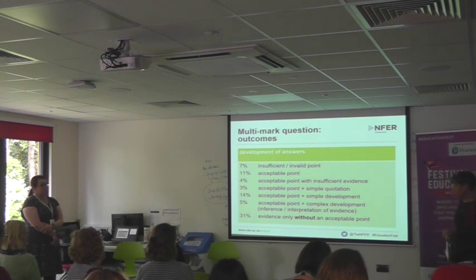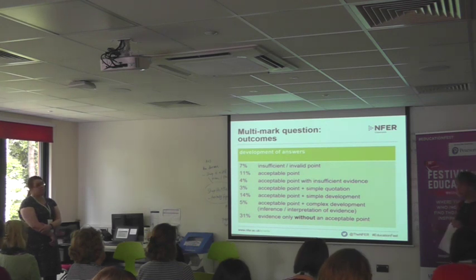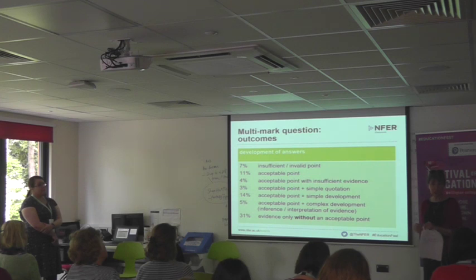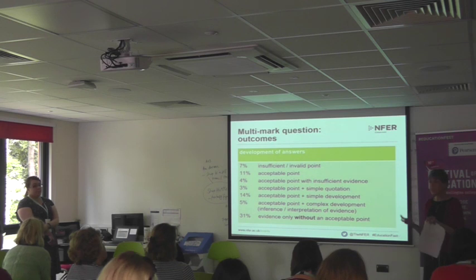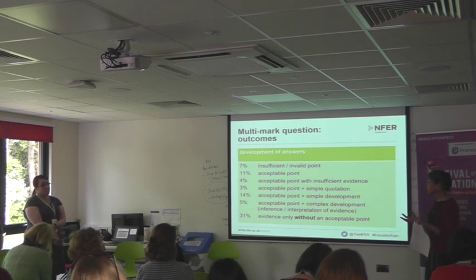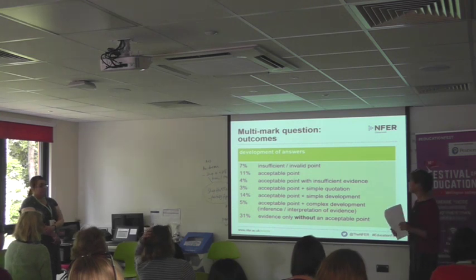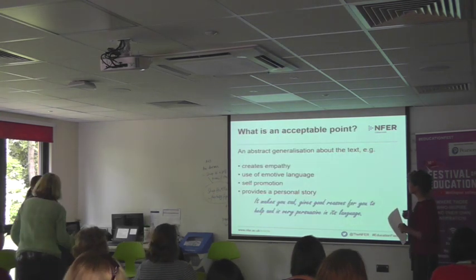What really surprised us the most was the 31% that gave evidence only. So the answers they gave us counted only as supporting justification. On their own, they didn't provide an acceptable point. So they were rooted in the text, they used the information in the text, but they didn't count as an acceptable point. They were only evidence. So if we look at the next slide.